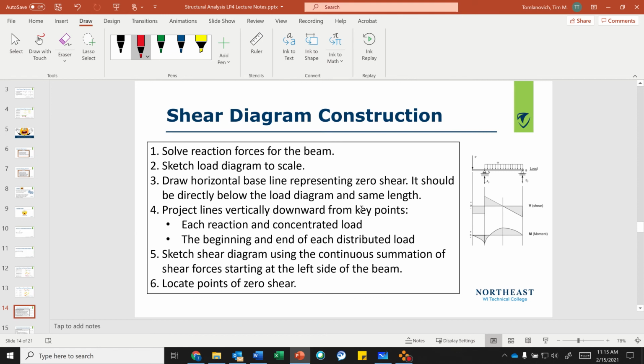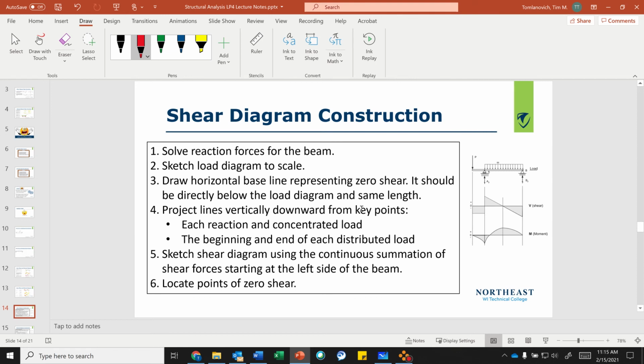Before I even cut it or anything or start drawing, I need to solve those reaction forces. Sketch the load diagram to scale. Remember, the load diagram is your free body diagram. Draw the horizontal baseline representing zero shear. It should be directly below the load diagram in the same length. Project lines vertically downward from key points: each reaction and concentrated load, the beginning and end of each distributed load, and then sketch the shear diagram using continuous summation of the shear forces starting at the left side of the beam.